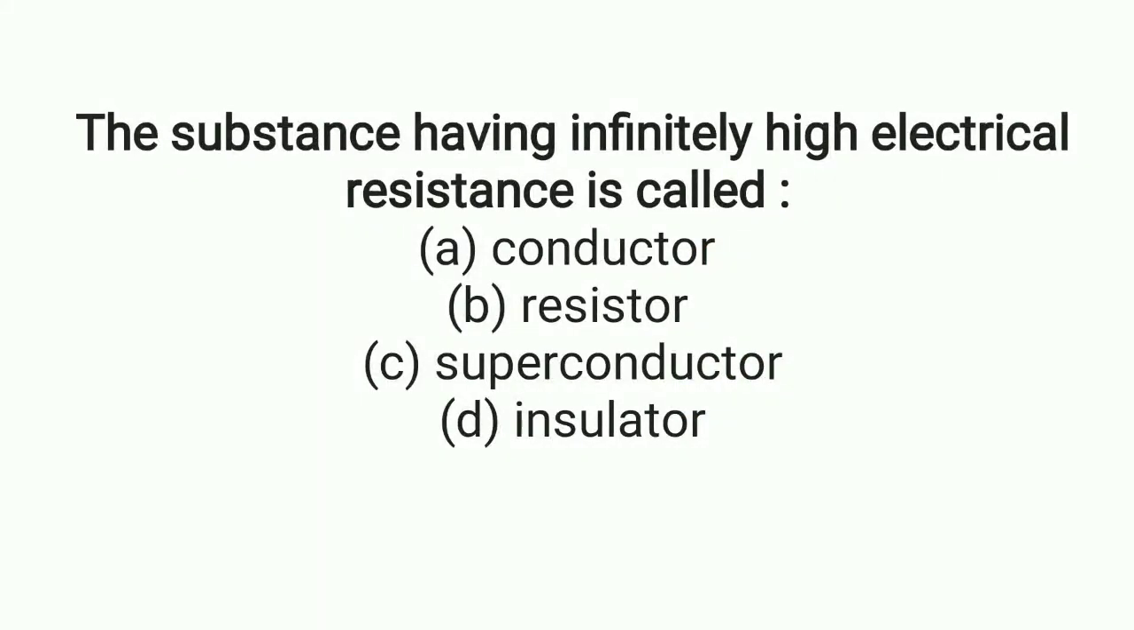The substance having infinitely high electrical resistance is called option A, conductor. Option B, resistor. Option C, superconductor. And option D, insulator. Here option A, conductor, is that through which the current easily passes, so option A will not be the answer. A resistor is any material which offers resistance. Whereas superconductors work at a certain temperature. So here, for infinitely high electrical resistance, the answer is insulator.